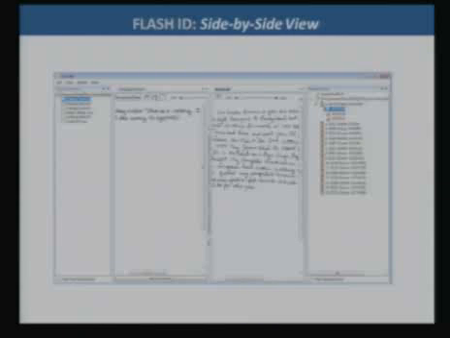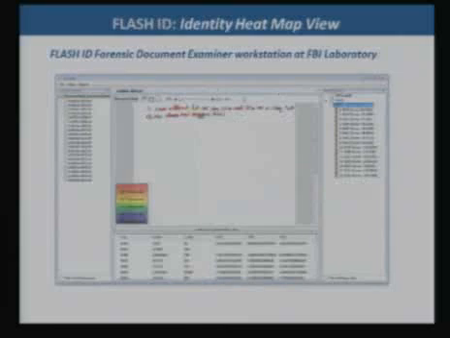One of the features is a side-by-side comparison of the known and the question. This particular one is a bank robbery note on the left-hand side. On the right is the corresponding London letter for the writer of that note. Another important feature in the world of forensic document examination is building up trial exhibits.